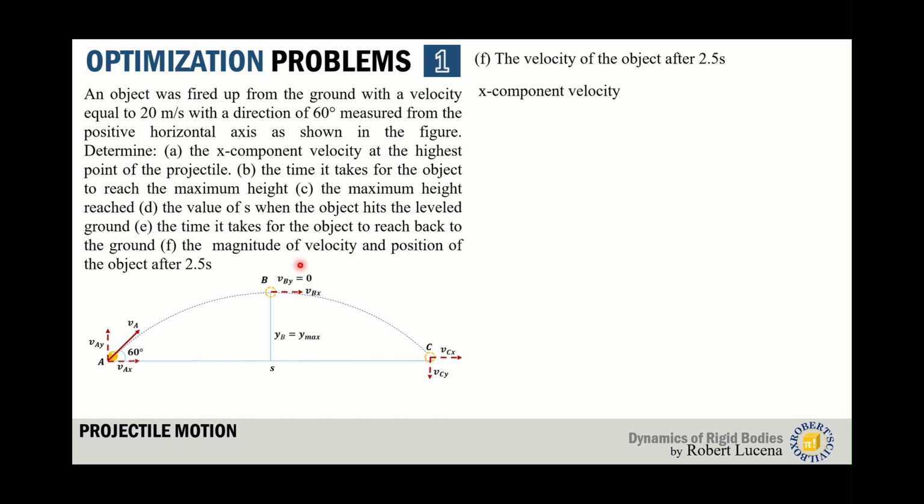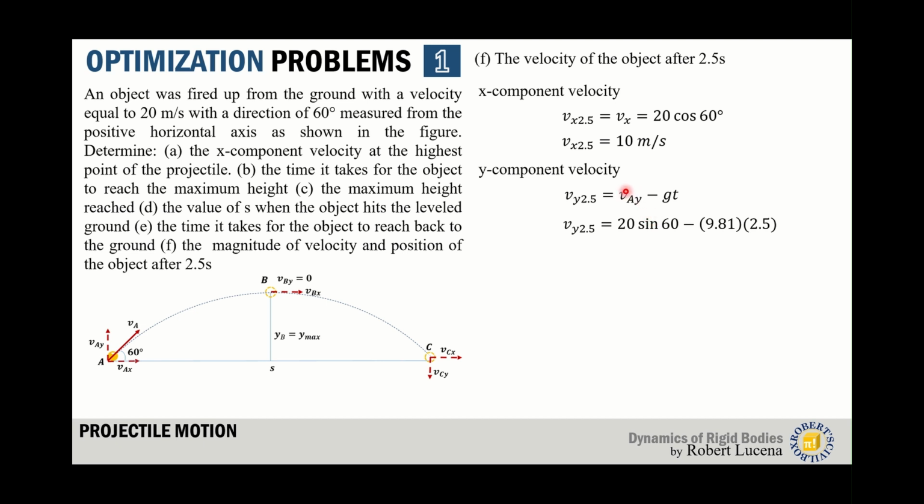So let's do that. X component velocity again remains the same at 10 meters per second. Meanwhile, for the y component velocity, we can use this equation. So we're setting VA as the initial point and V2.5 as the second point in this projectile. Again, we substitute the y component velocity minus 9.81 times time. You can get the velocity that is equal to negative 7.2 meters per second.